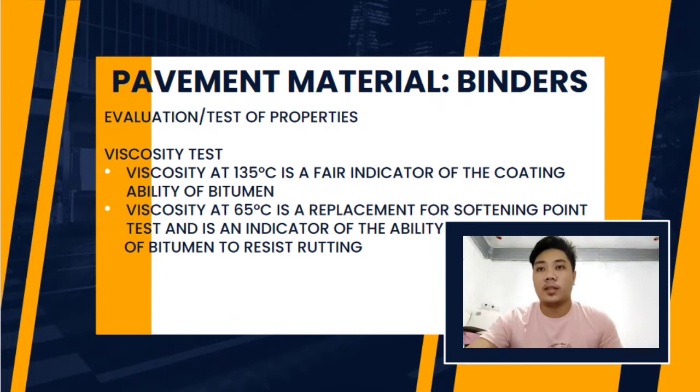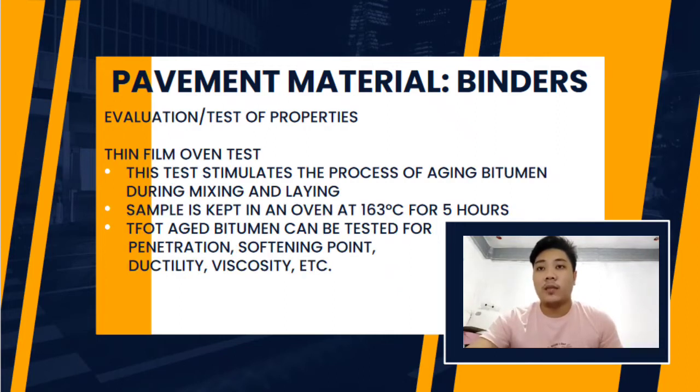Number 5. Viscosity test. Viscosity at 135 Celsius is a fair indicator of the coating ability of bitumen. Viscosity at 65 degrees is a replacement for softening test, and it is an indicator of the ability of bitumen to resist rutting. This test is to measure the degree of fluidity of bitumen sample. It ensures the quality of the bitumen used as a binder by giving a measure of fluidity at a particular temperature. Next is thin film oven test. This test simulates the process of aging bitumen during mixing and laying.